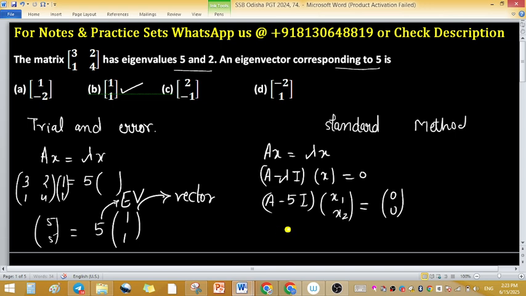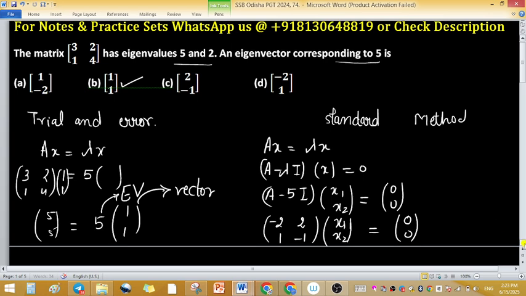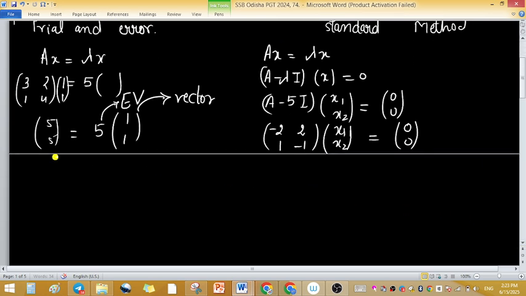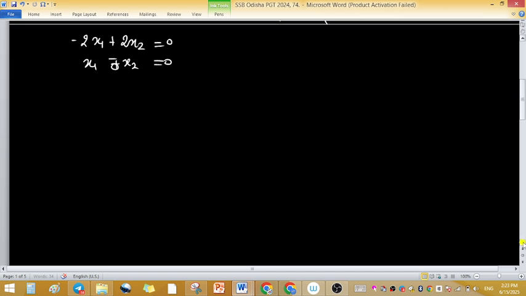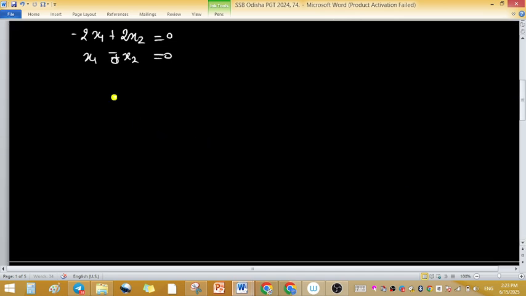A minus 5I is nothing but [minus 2, 2; 1, minus 1], times (x1, x2), equals the zero vector of correct size. Now solve the last one. I can write minus 2 x1 plus 2 x2 equals 0, and x1 minus x2 equals 0. This is a homogeneous system. Solve for x1 and x2. Two equations, two unknowns. You can easily solve.